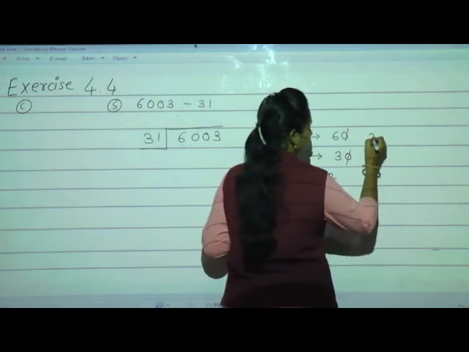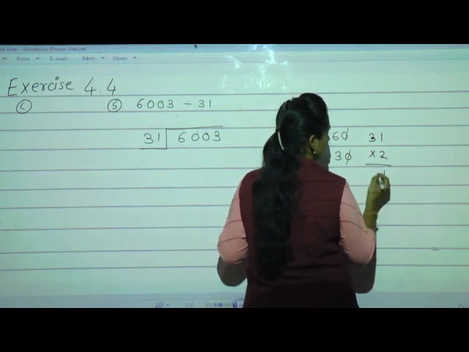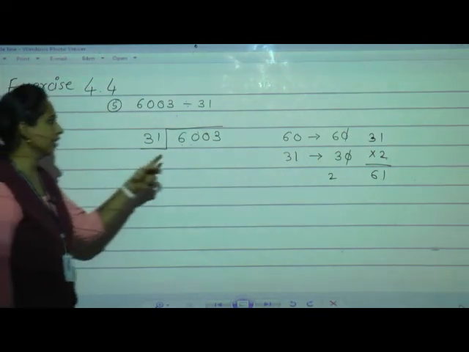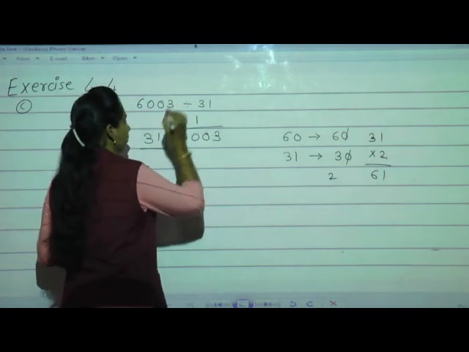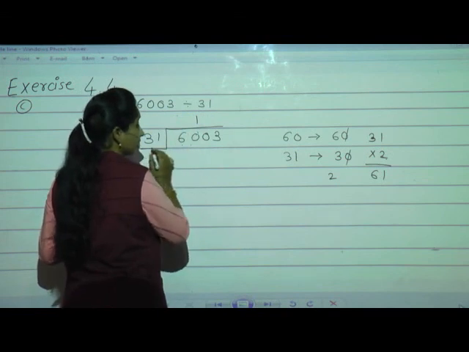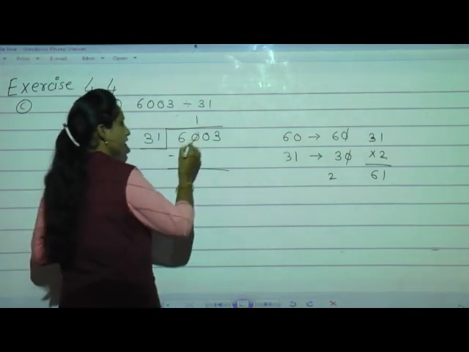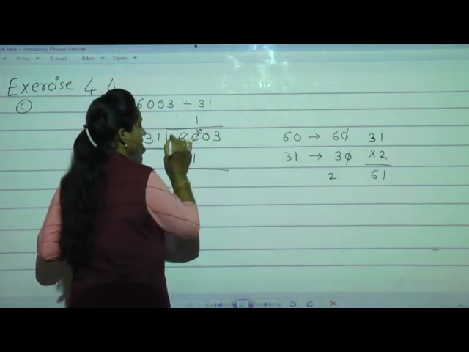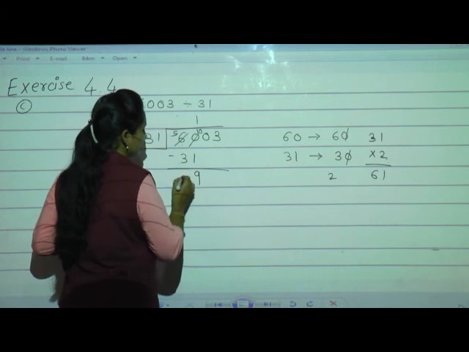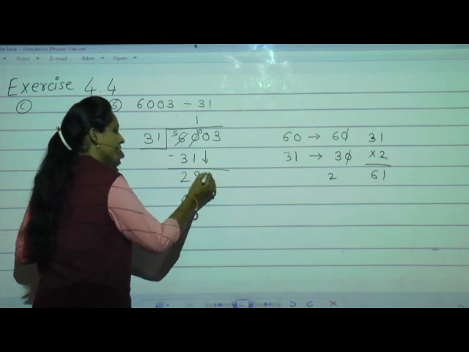Now we will try with the actual number. 31 2s are. 2 1s are 2. 2 3s are 6. 62. But we cannot subtract 62 from 60. 62 is greater than 60. So we have to go with 1 only. 31 ones are 31. 0 minus 1 we can't do. Cut the 0, write it as it is. Take borrow from the neighbor. The neighbor is having 6. He will give 1. 5 will remain. Now 10 minus 1 is 9. 5 minus 3 is 2. Now 29 is remaining. Now bring down the next number, that is 0.